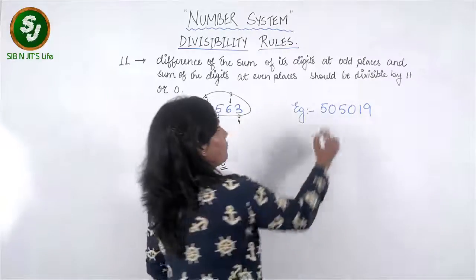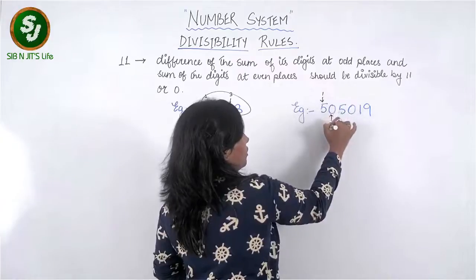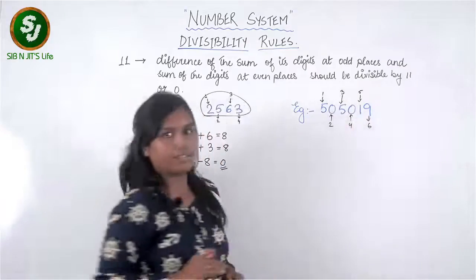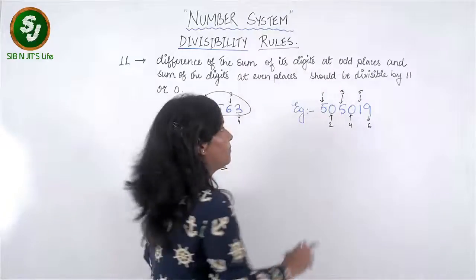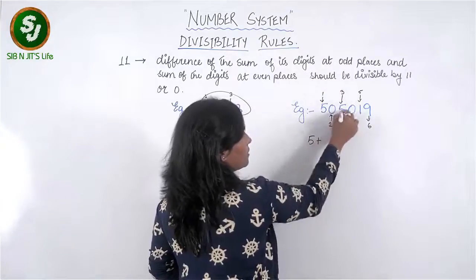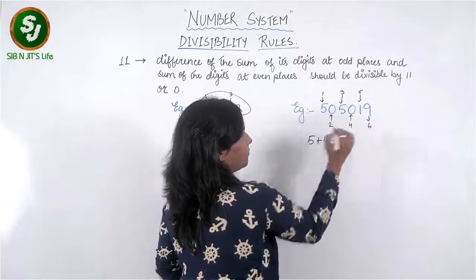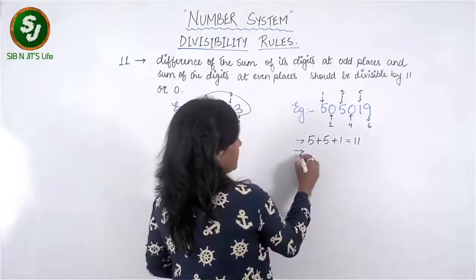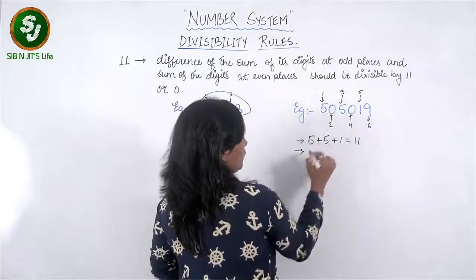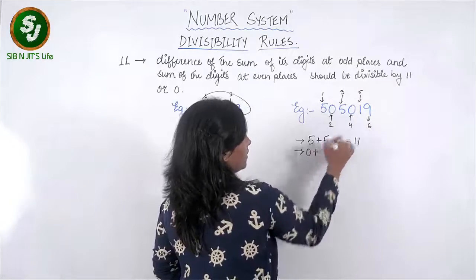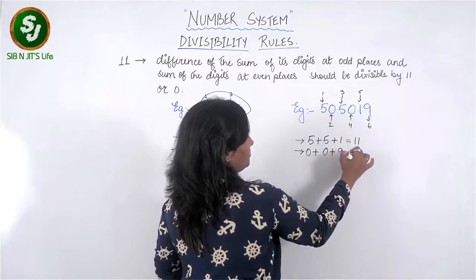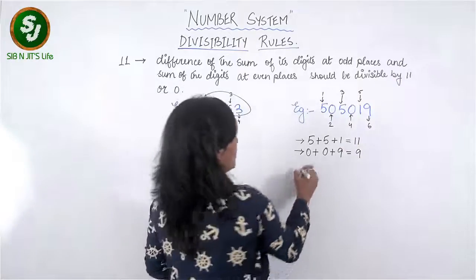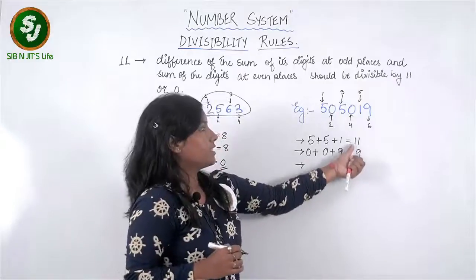So let's check out this example: 505019. First we have to find the odd and even places. So 1, 2, 3, 4, 5 and 6. First is the sum of the digits at odd places. What are the odd place digits? 5 plus 5 plus 1. Clear? So this results in 11. Then the next step is the sum of the digits at even places. The even place digits are 0 plus another 0 plus a 9. So what does it result in? 9. Clear? So what we have to do then? Both these answers we have to subtract.